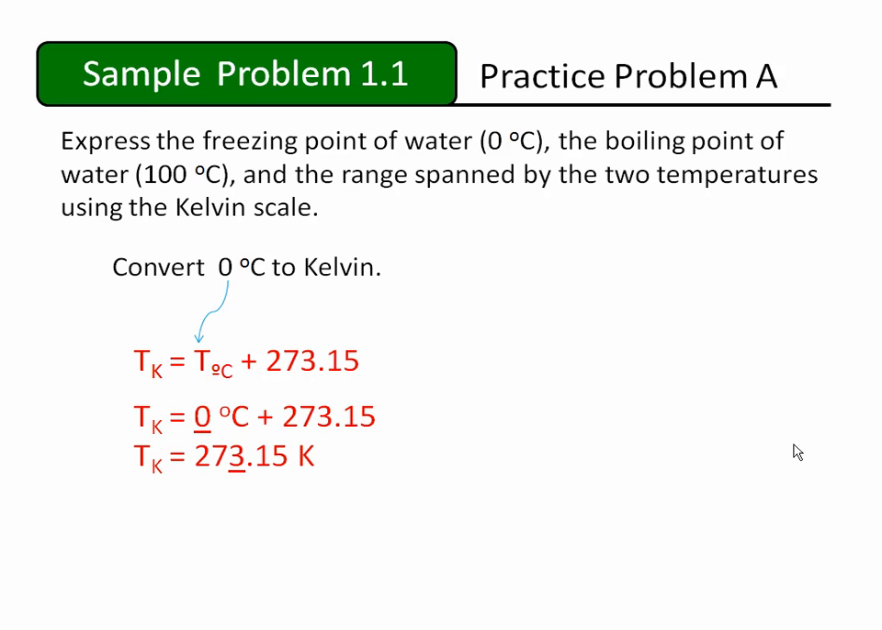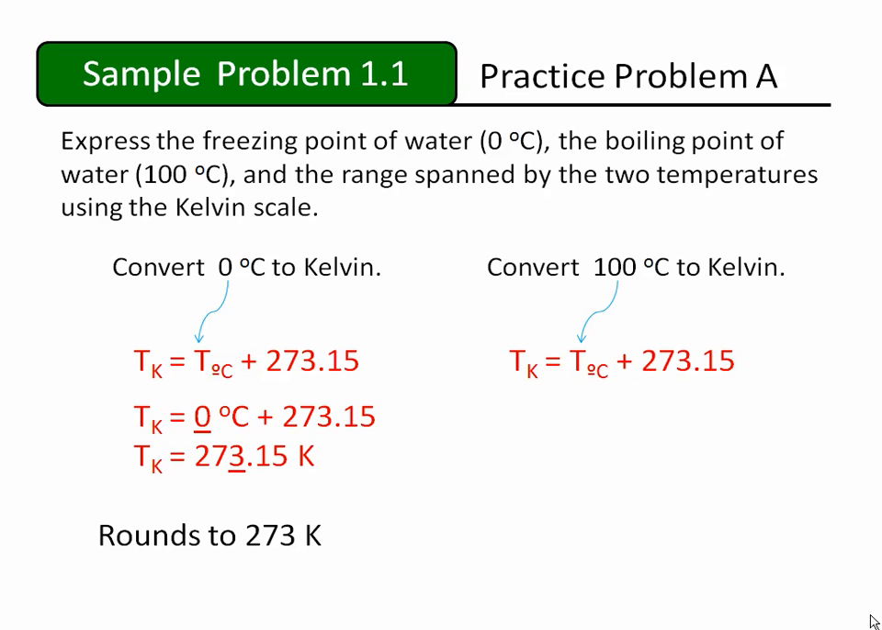In 0 degrees Celsius, we know this value to the ones place. And since we're adding, we'll keep track of where that decimal point is and know that when we round, our Kelvin temperature will have to be rounded to the ones place as well.